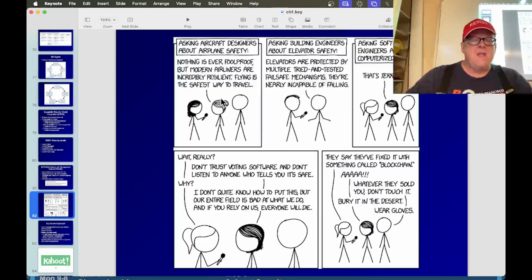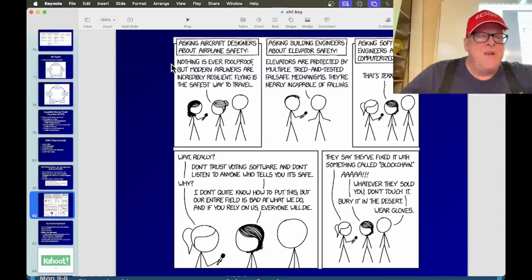And so here's another one, an XKCD that was pretty good. Airplane safety is actually quite safe, they say, and elevators are quite safe. There's controls when they fall, but if you ask software engineers about voting, they'll say it's terrifying. And the easiest way to explain this is our entire field is bad at what we do. If you rely on us, everyone will die. But this is the case.